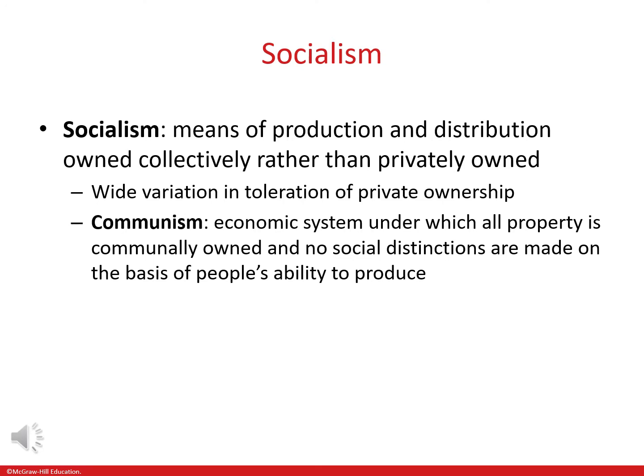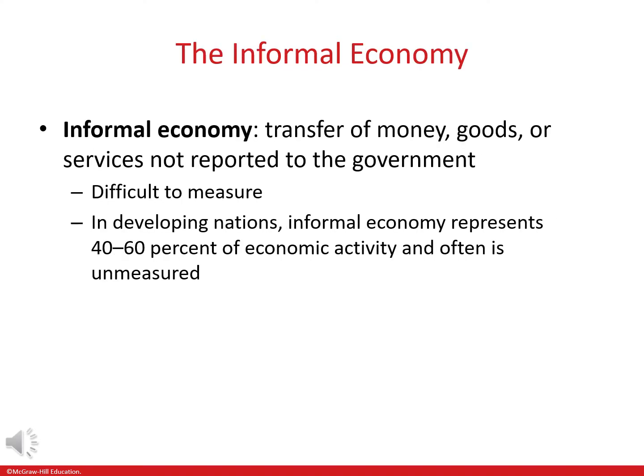Socialism is where production and distribution is owned collectively rather than privately owned. So it's more like the citizens have ownership versus just certain companies. And then communism is where all property is communally owned. So everyone owns things and things are more equal. So there isn't room for anyone to work hard and make more money. The informal economy is the transfer of money or goods or any services that is not reported to the government, and that makes it hard to measure.